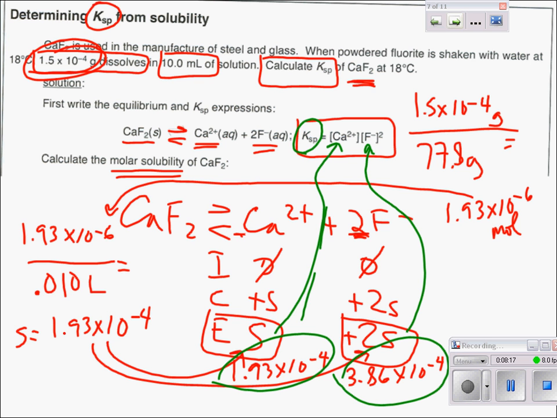You first will find a molarity. They will give you grams. They will give you a volume. Change it to molarity. We've done that in previous chapters. Make a little mini ICE table so you understand the relationship between calcium and fluorine. Plug the values back into the expression, and you get a calculated Ksp value. Pretty easy. It's simple. All right? That's it.